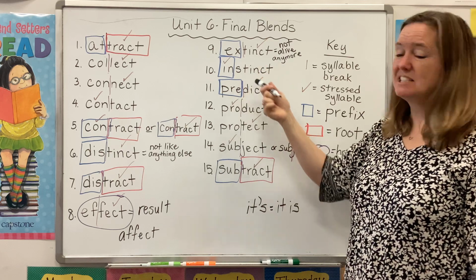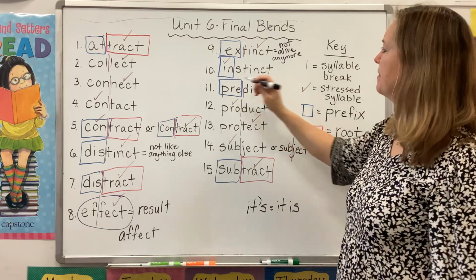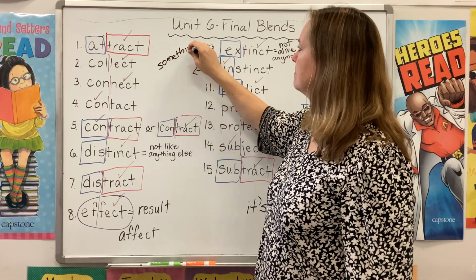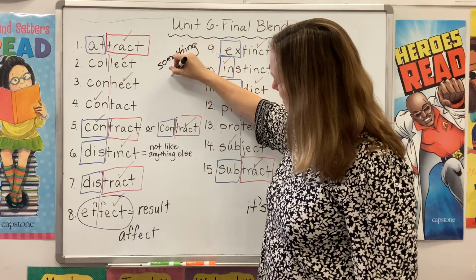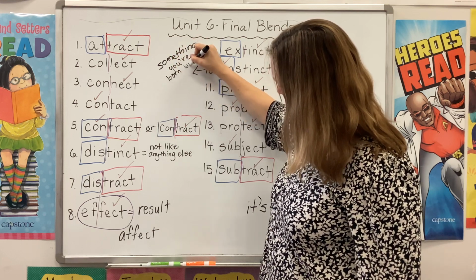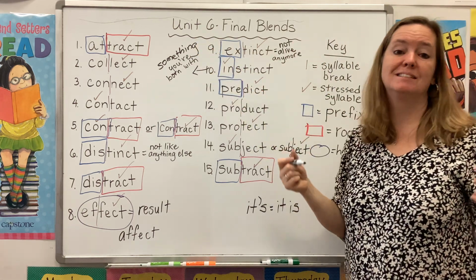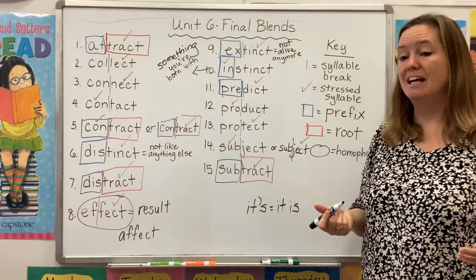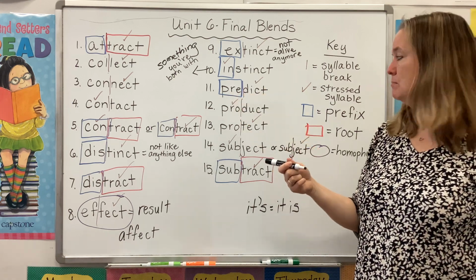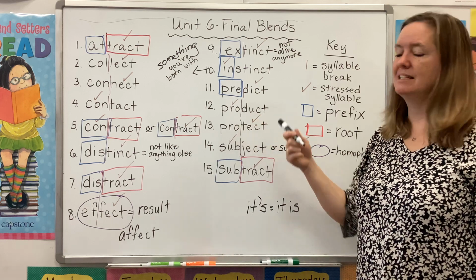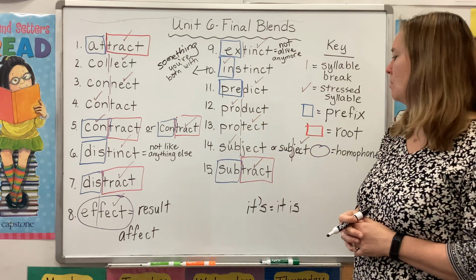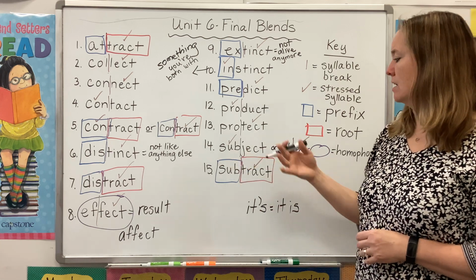extinct. Instinct we talked about, that's something you're born with. Not my best handwriting, so something you're born with, that's your instinct. And by the way, it's not just humans that have instincts, animals also have instincts. To predict is to say what's going to happen before it happens. A product is something you make. Protect means to take care of something or someone. And then a subject, we talked about that as well.